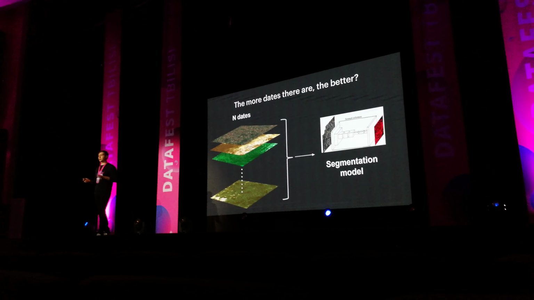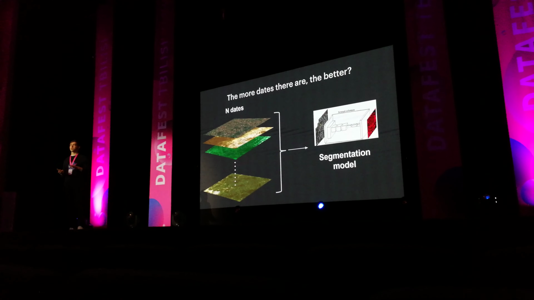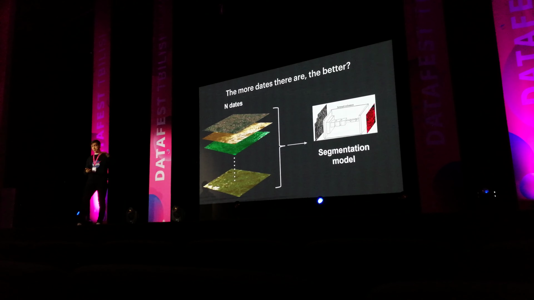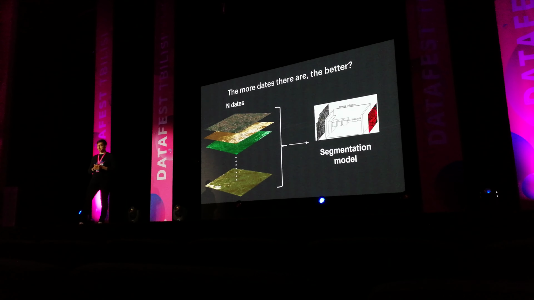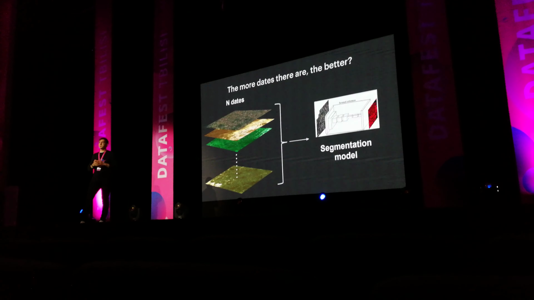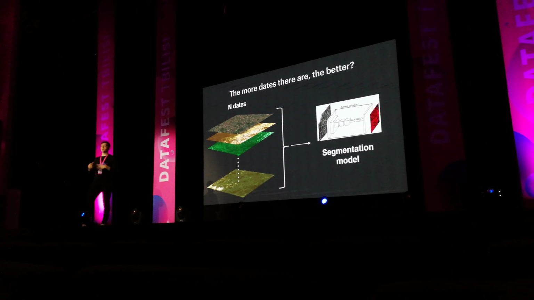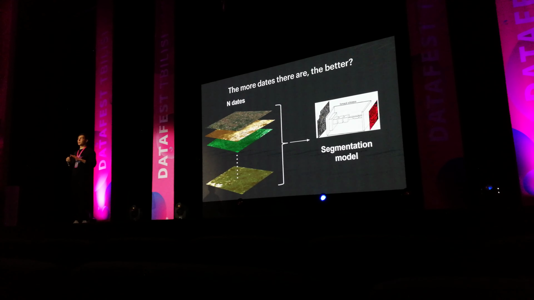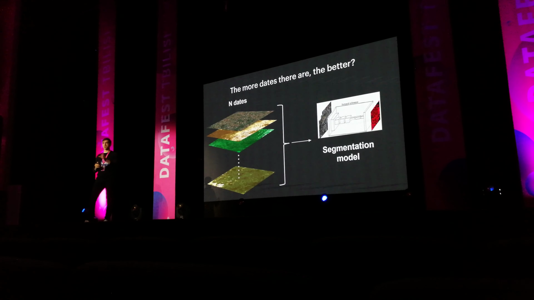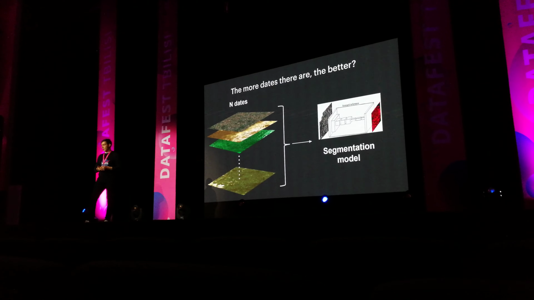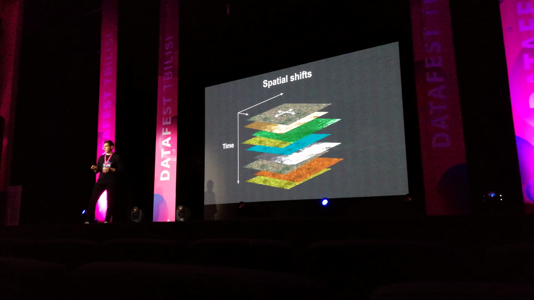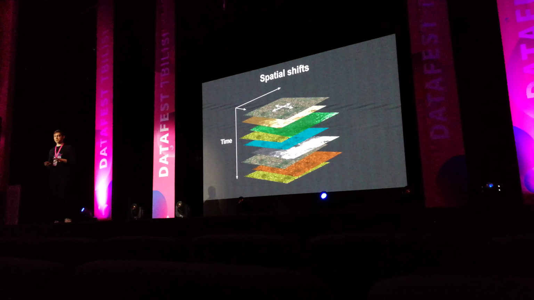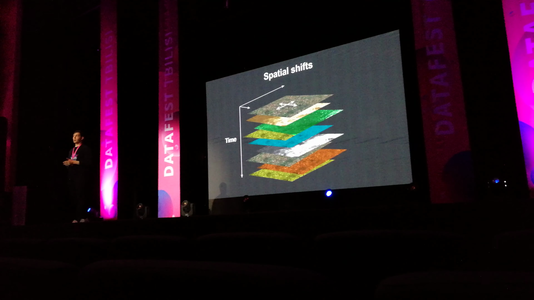When we train our model, the most logical solution is to take as many dates as we have for some particular place, because at some dates, fields cannot be seen under clouds, under snow, and so on. But when you stack more dates, the probability to see field borders clearly increases. Well, it's the most logical solution. In practice, it does not work as well as we would expect.